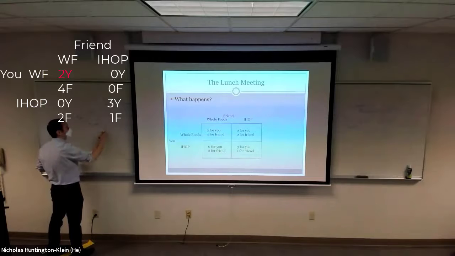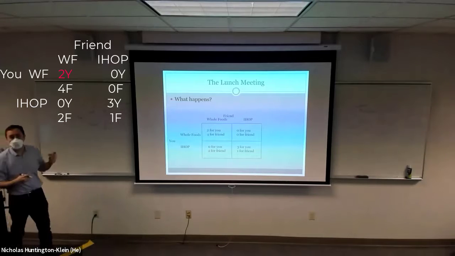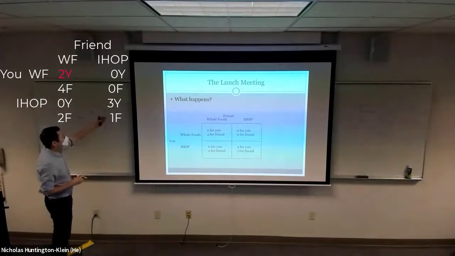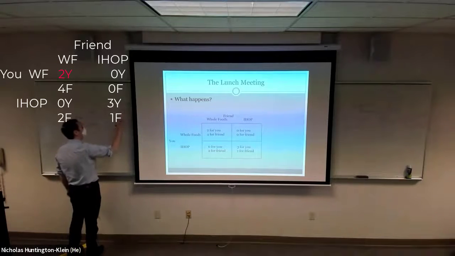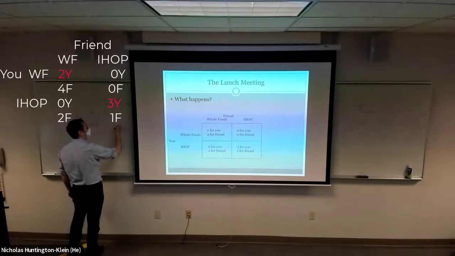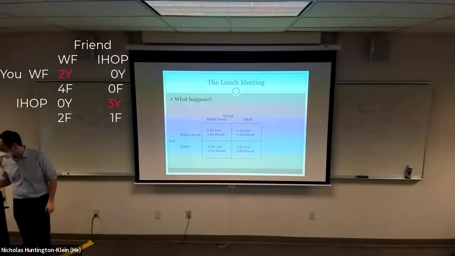So we don't care about this 4. We don't care about this 2. We just are comparing this 2 up here that we get from going to Whole Foods when they're at Whole Foods against this 0 down here, which is what we get when they go to Whole Foods and we go to IHOP. Think about the best response if they go to IHOP. If they go to IHOP, then we either go to Whole Foods and get 0, or we go to IHOP and get 3. Clearly 3 is better than 0, so that's going to be our best response there.